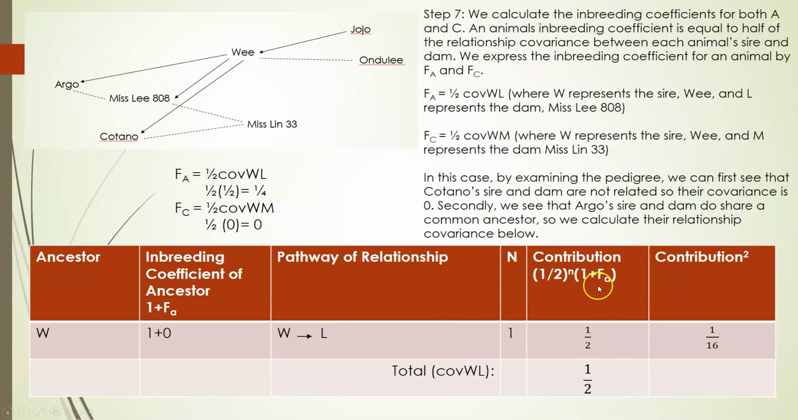And then we plug it into this formula, which is fairly simple because we don't have any inbreeding from the ancestor. So it's half to the first power, which is a half. So those are the only ways that they're related that we know by looking at this arrow diagram. So the covariance of W and L is simply a half. So in order to figure out what the inbreeding coefficient is for A, we take that covariance between his sire and his dam, which is a half, and we plug it in to this formula right here. So it's simply half times the covariance between W and L, which is a half, and we get a quarter. So after doing this, we now know what the inbreeding coefficient is for A and the inbreeding coefficient for C.